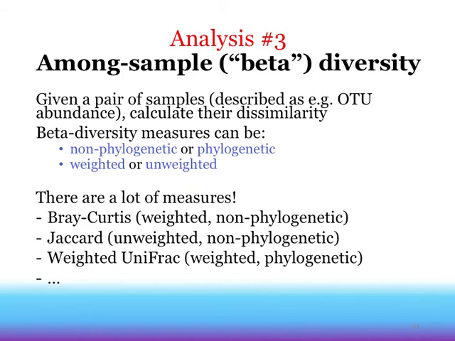Beta diversity measures can be non-phylogenetic or phylogenetic. Do I care that the two samples are not phylogenetically very diverse? If I do, then I'll use a phylogenetic measure. If I don't, then I won't use a phylogenetic measure. Weighted or unweighted, do I care about the relative abundance of my different things? Okay? And there are approaches to that as well. And there are a lot of measures. It's ridiculous. Bray-Curtis is weighted non-phylogenetic. Jaccard is unweighted non-phylogenetic. Weighted UniFrac is weighted phylogenetic.